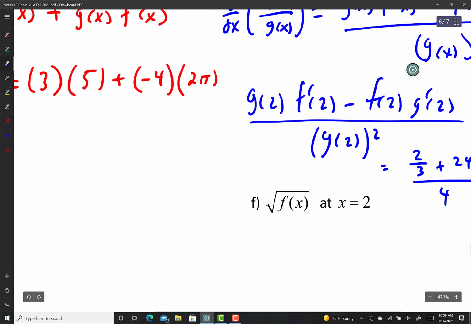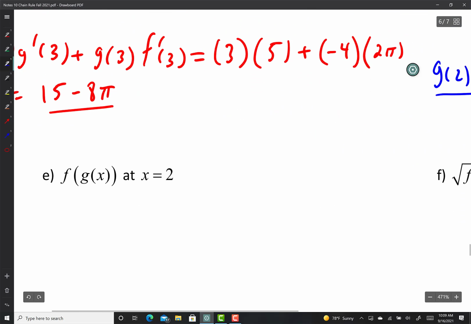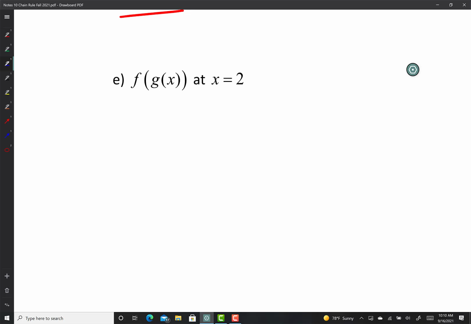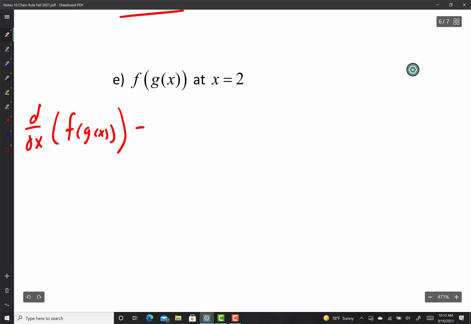Alright, now we're getting into chain rule, finally. Look at letter E. It's a composite function. You have something inside of something, so it's a chain rule. So I'm going to write d/dx of f of g of x. So, derivative of the outside, leave the inside alone, times derivative of the inside.